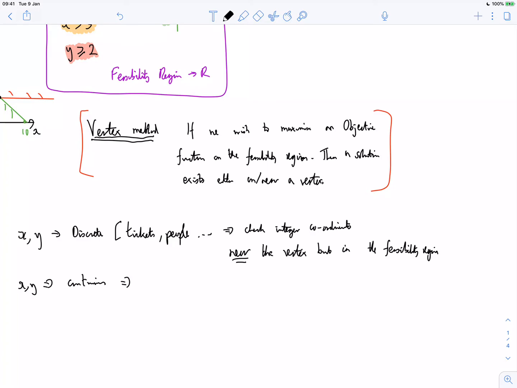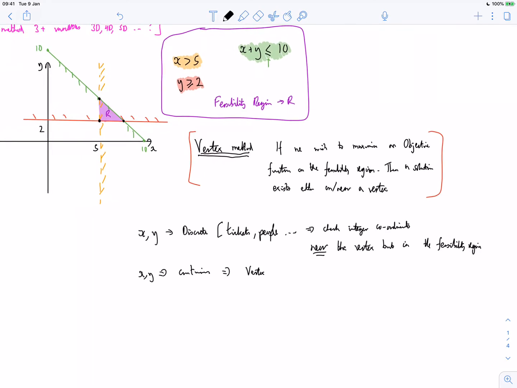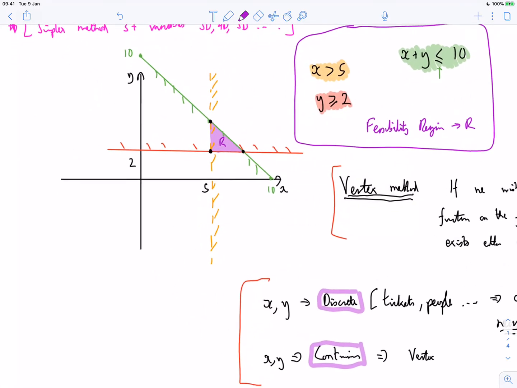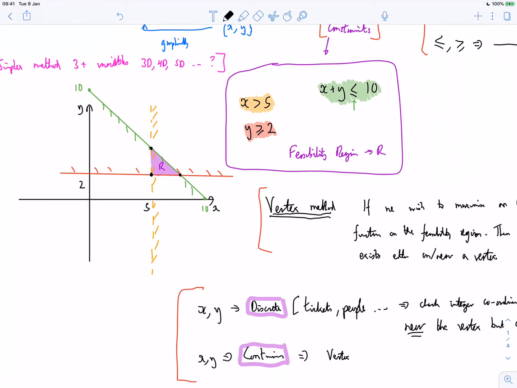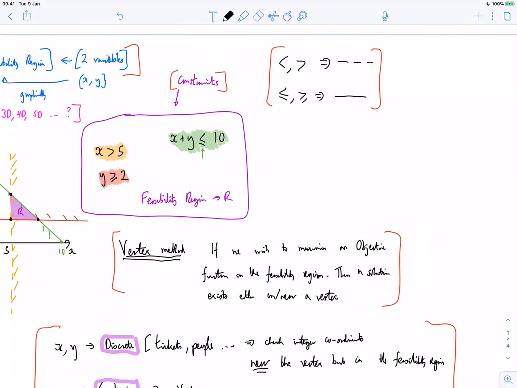And what if x and y were continuous? Then you can just go straight to the vertex. The vertex coordinates are the solution. So you've got to be really careful whether x's and y's have to be whole numbers, so they're discrete packets, or continuous, in which case you can just use the vertices themselves. This is really important, you have to do this check. At the moment, I haven't actually said whether discrete or continuous, so, for example, let's give an objective function.